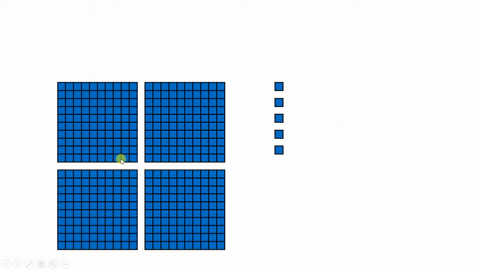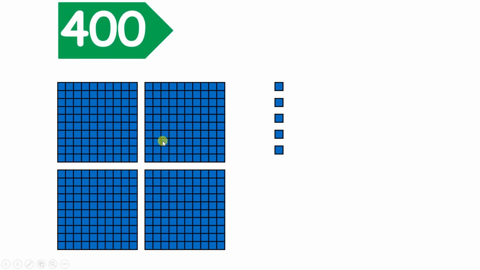Now this is where it can get a little confusing. So we have 400 squares, 400. We don't have any tens, we have 0 tens. And we have 5 units. So we have the number 405. And that 0 is very important.